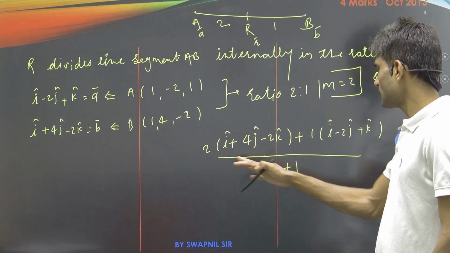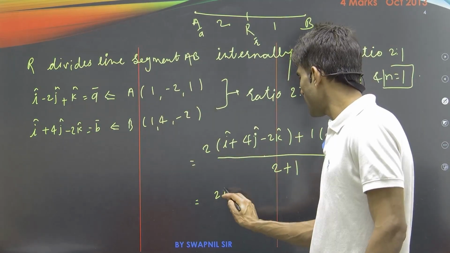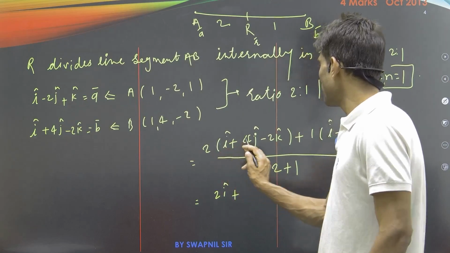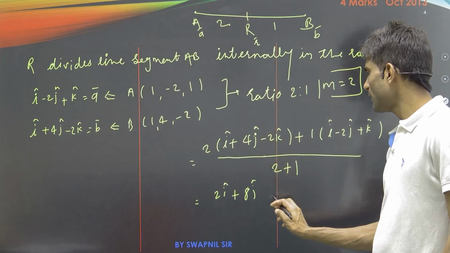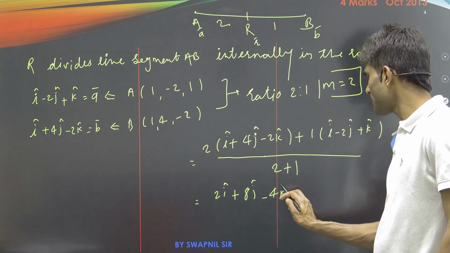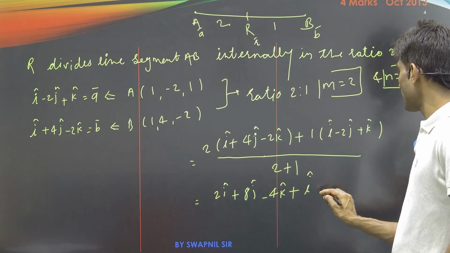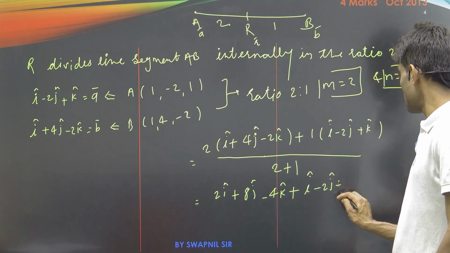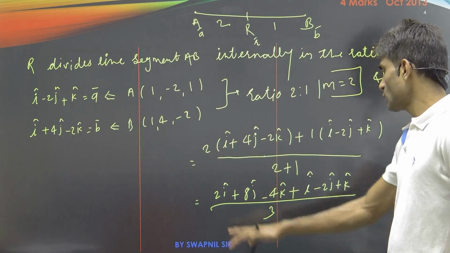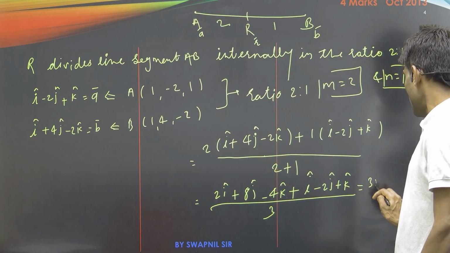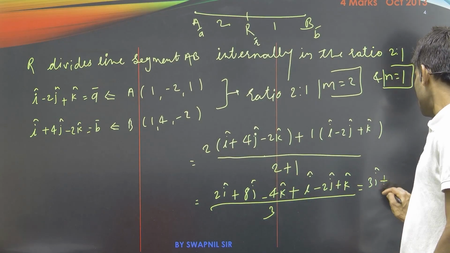Now let's multiply all the terms in the bracket. 2 into I cap is 2I cap, plus 2 multiplied by 4, which is 8 times J cap, and 2 multiplied by 2, which is minus 4 times K cap. Plus 1 multiplied by the bracket I cap minus 2J cap plus K cap, divided by 2 plus 1, which is 3. So 2I cap plus I cap, we can write as 3 times I cap, plus 8J cap minus 2J cap, which is plus 6 times J cap.